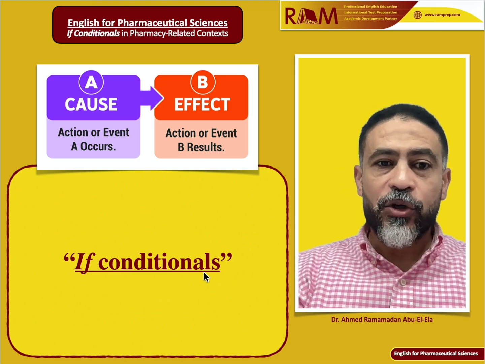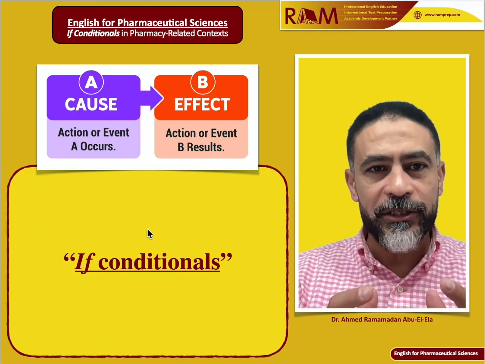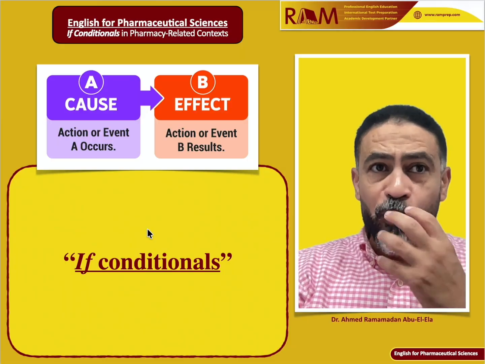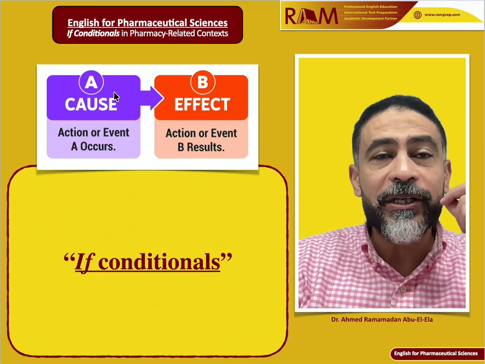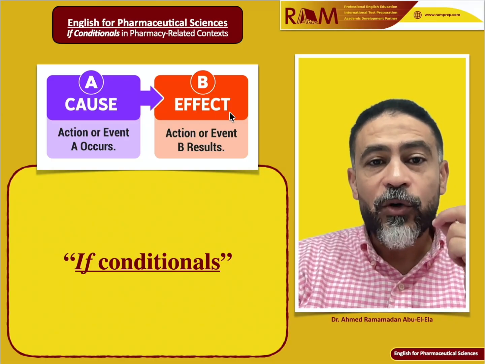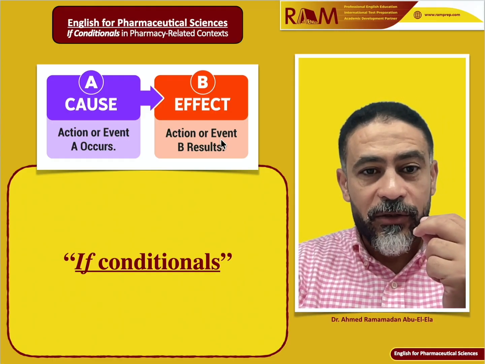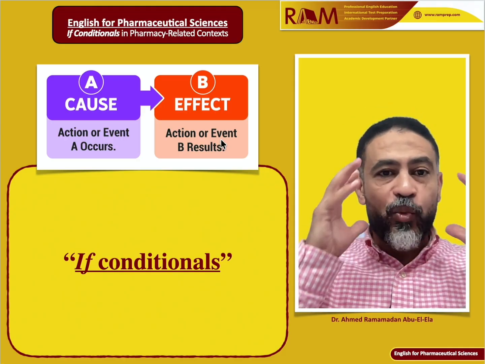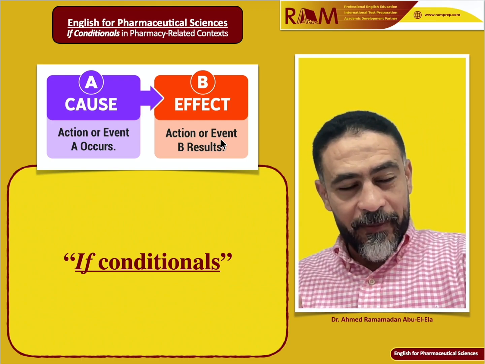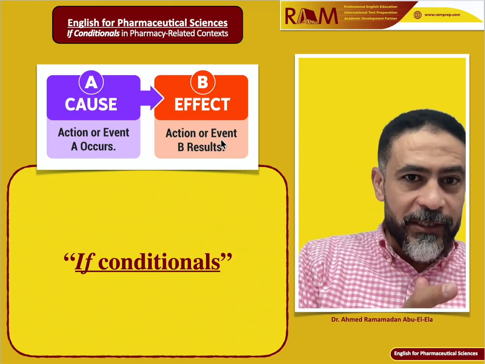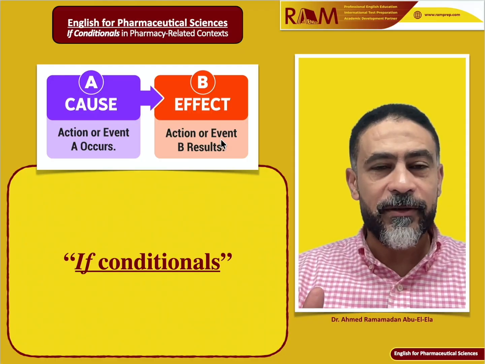Okay? So why is it called conditional? Because we have a condition here. It means that without having the event or action A as a cause, the effect or action or event B will not be a result. So we have a condition here. When the cause happens, the effect happens. When action or event A occurs, action or event B results. This is a condition. That's why it's called if conditionals.